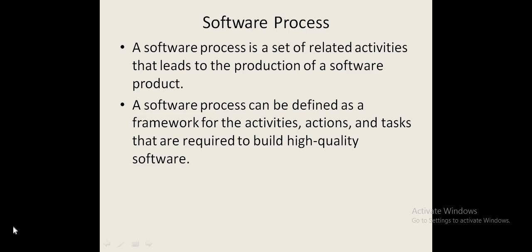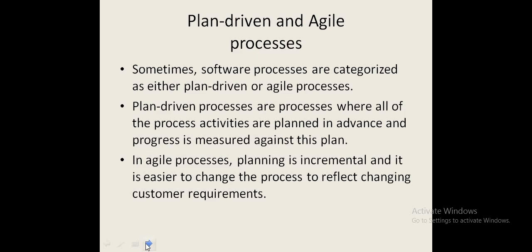In simple terms, we can say it is a set of activities that are used in the production of software. Here we can see different terms used in this definition, that is activities, actions, and tasks. Literally, all these have similar meaning, but in the context of software engineering, they are a little bit different. We'll see it later. Now we'll see what the different types of processes are. Sometimes the processes can be categorized either as plan-driven or agile processes.